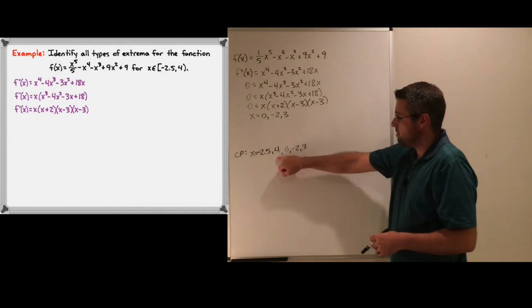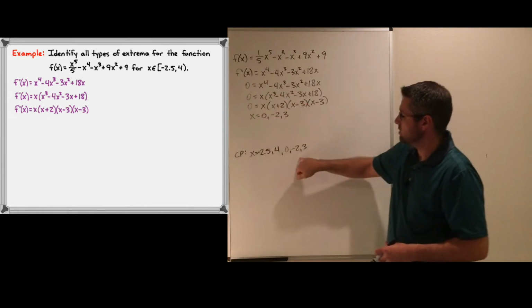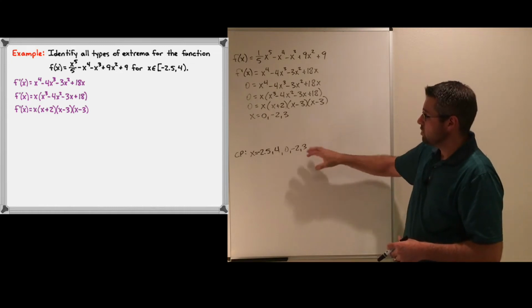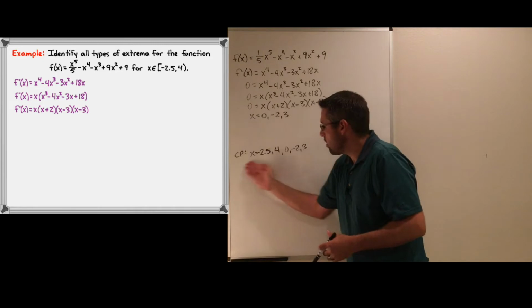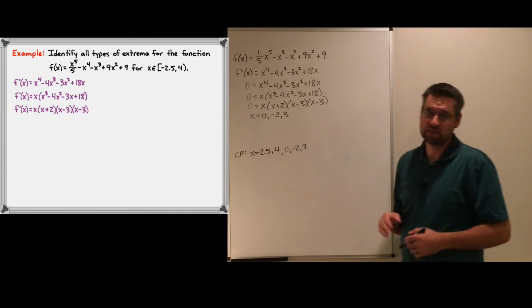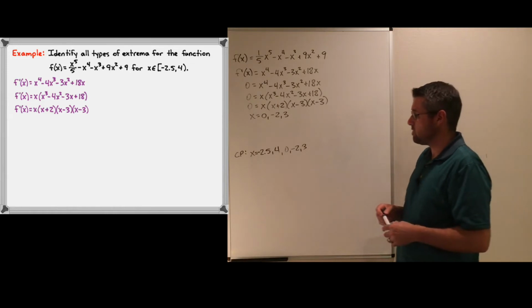First, critical points are endpoints. Second, critical points are when the derivative is equal to 0. And the third one is when the derivative does not exist. So we don't have that issue here. The derivative exists everywhere. So these are our critical points. These are our potential candidates for relative and absolute extrema.